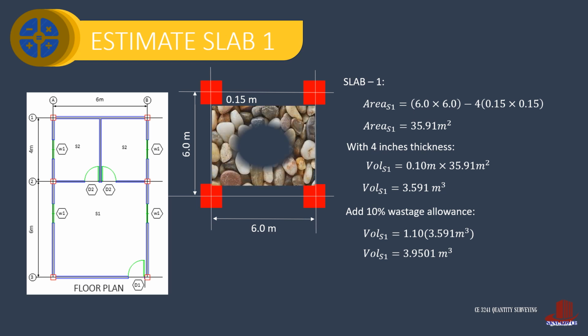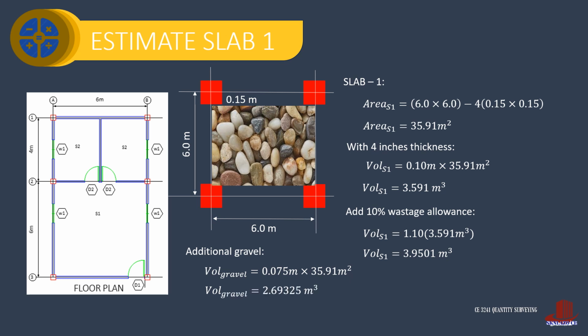We also have to account for the gravel bed. The volume of gravel is then 3 inches thickness times the area of 35.91, where the volume then is 2.69325 cubic meters.